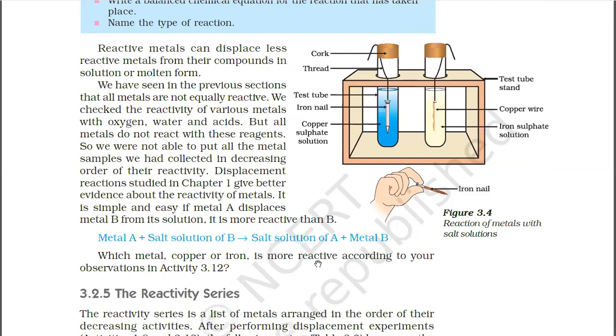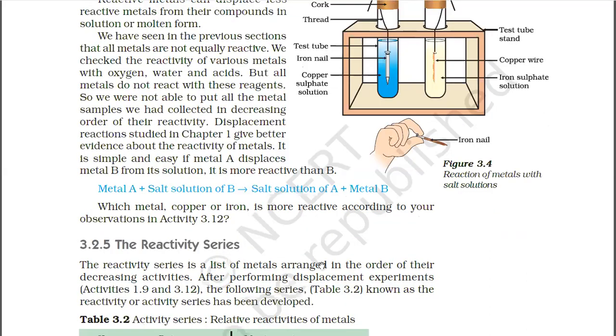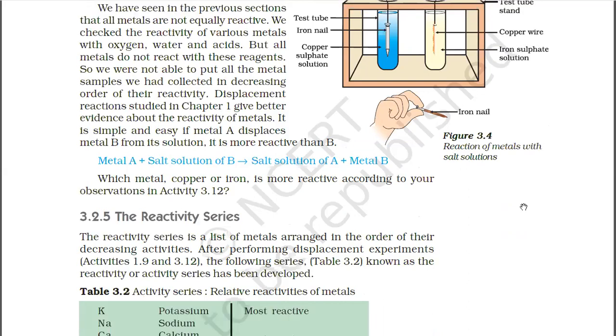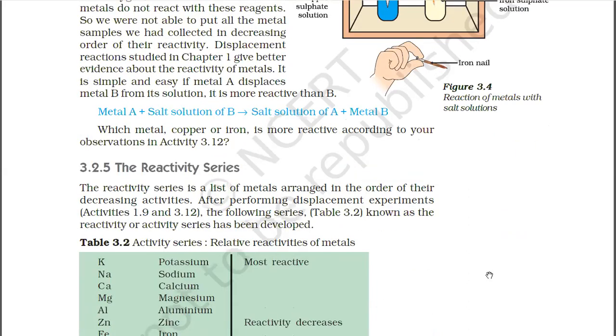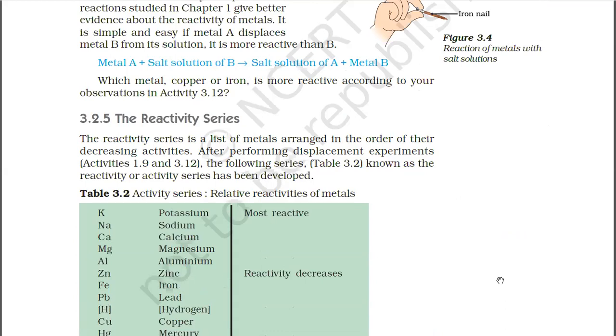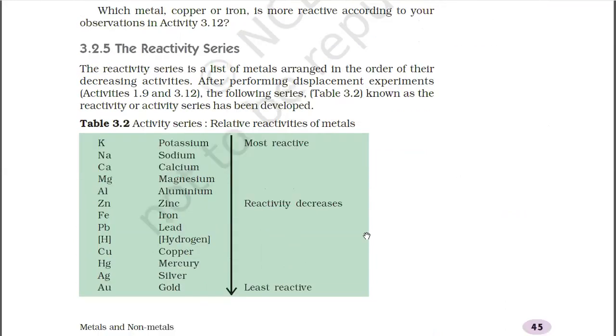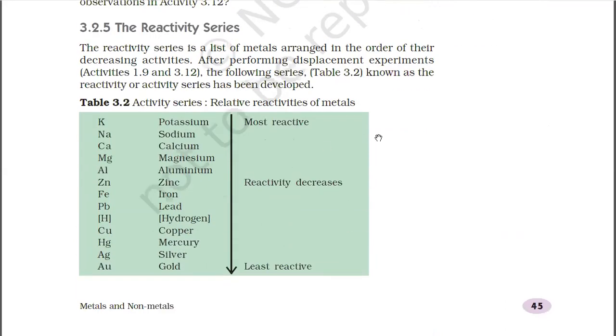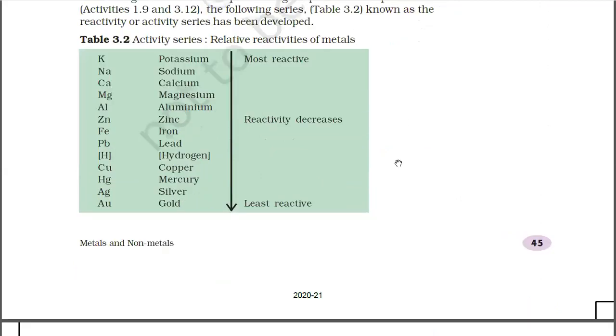If metal A displaces metal B from its solution, it is more reactive than B. Metal A plus salt solution of B gives salt solution of A plus metal B. So which metal, copper or iron, is more reactive according to your observations in Activity 3.12? Reactivity series. The reactivity series is a list of metals arranged in the order of their decreasing activities. After performing displacement experiments, the following series, which is Table 3.2, known as reactivity or activity series, has been developed.